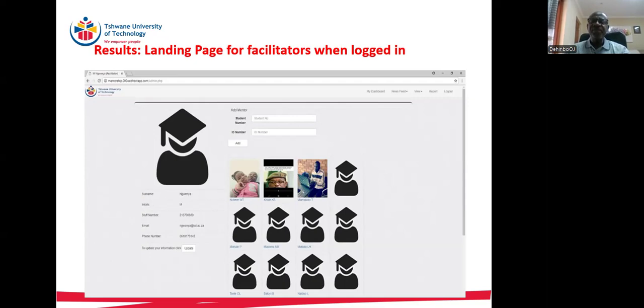So the landing page for the facilitator is given here, and the facilitator can see which students are available, and which students are currently allocated to them, and then they can interact with them. You know, apart from scheduling when they need to come for the lessons, they can also do some minor interactions on the system.